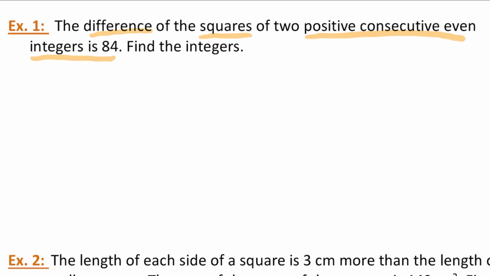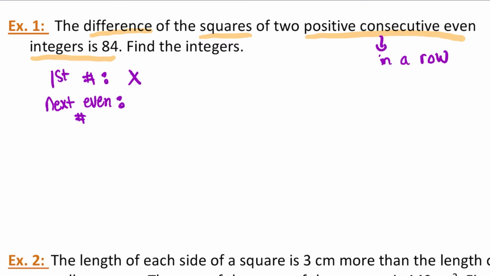So positive consecutive even integers, consecutive means like in a row, and they're even. So if I go to define some variables here, we would like to keep it to one variable if possible. So I'm going to call my first number x, and then the next positive even number you get by adding 2 to your first number. Like if you're at 4, to get to the next even number, you add 2 and you get 6. So my two consecutive even numbers are x and x plus 2.